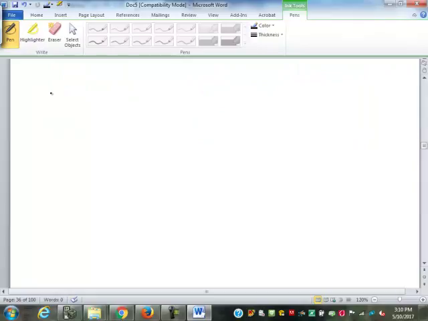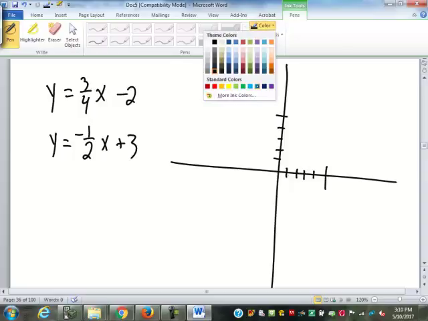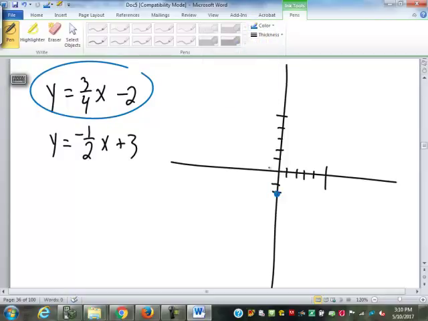You might have something like y equals 3/4 x minus 2 and y equals negative 1/2 x plus 3. So this top equation, where do I start? Negative 2. And from there I go where? Up 3 over 4. So there's my second point.